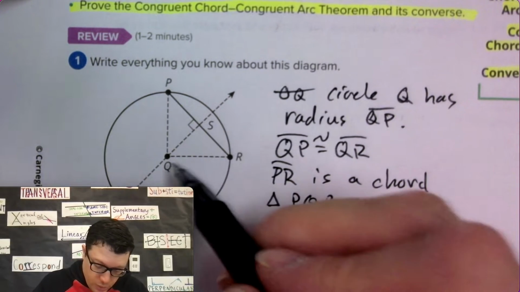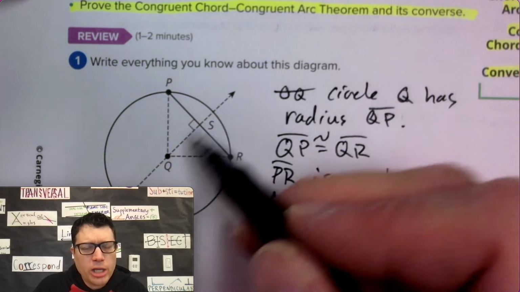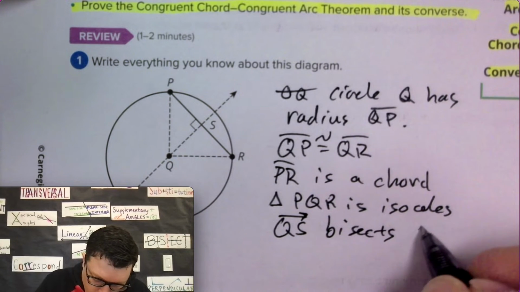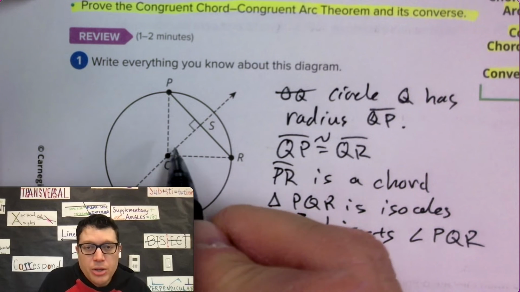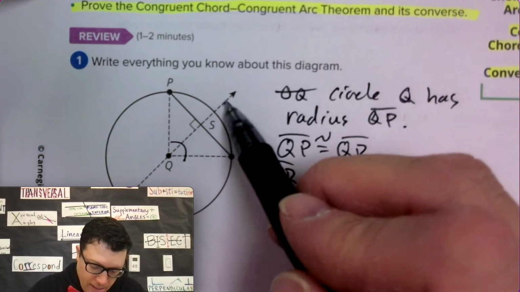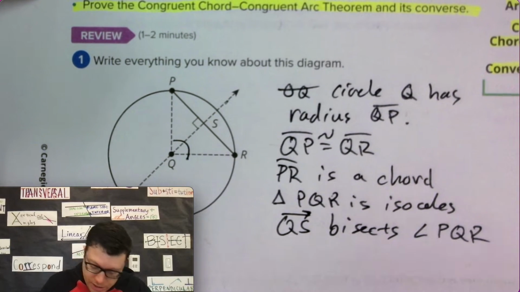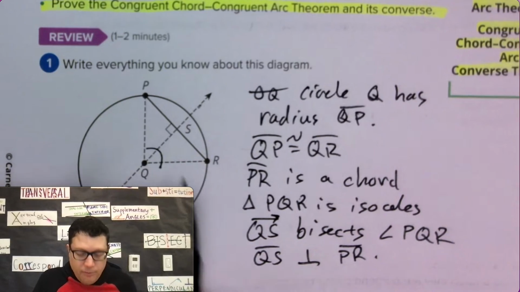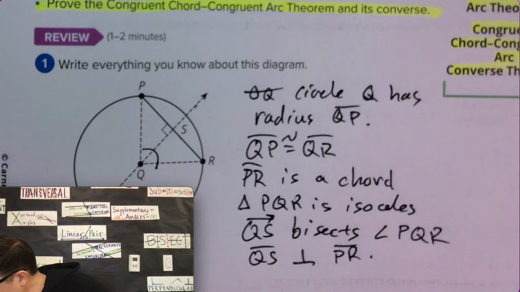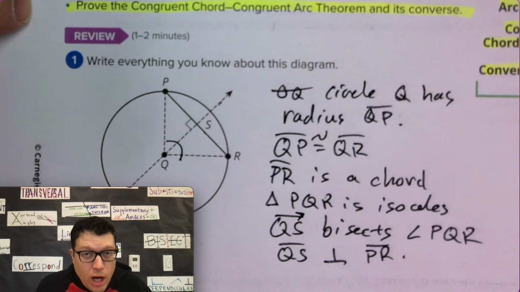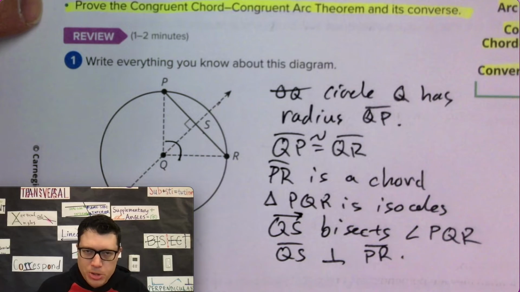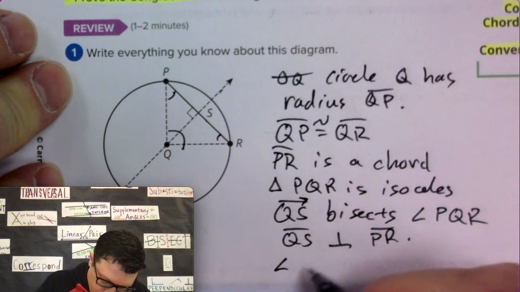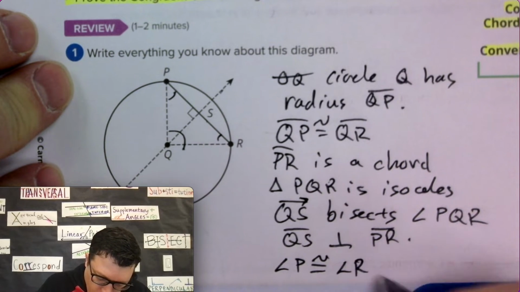QS, that ray right here, or line if you want to call it, QS is a bisector. Angle PQR, this angle is being bisected by that bisector. It creates a perpendicular, so QS is perpendicular to PR. I see that from the symbol right there. Because it's an isosceles triangle inside the circle shape created by the chords and radii, then that means that angle P and angle R are congruent.